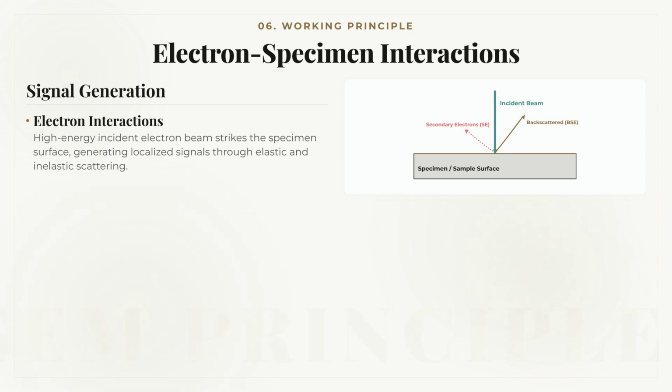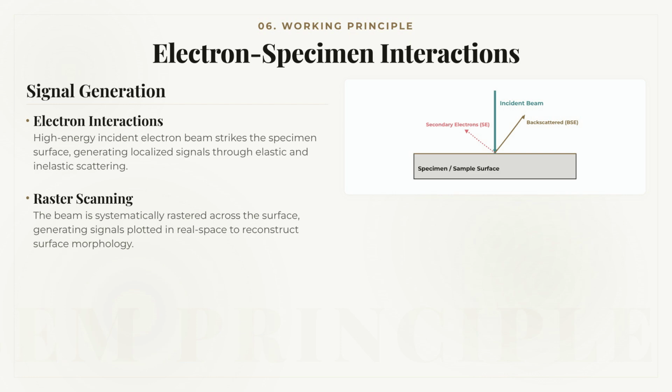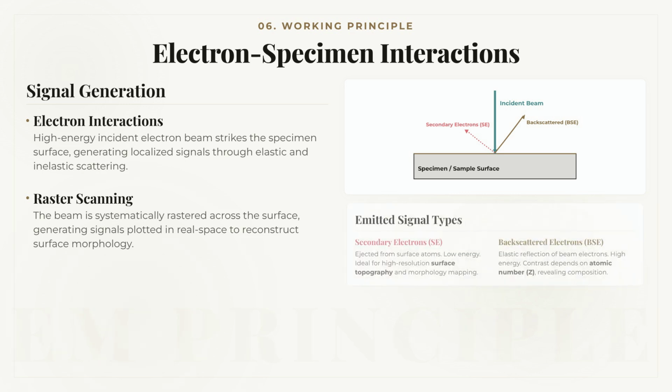Secondary electrons are low-energy electrons ejected from the surface atoms. They provide detailed information about the surface topography. Backscattered electrons are high-energy electrons that are reflected back from the sample. They provide information about the composition and atomic number of the material. These emitted electrons are collected by an electron detector. The intensity of the detected electrons depends on the position of the scanning beam and the local properties of the sample. A computer processes this information and constructs a highly magnified image of the surface. Thus, SEM produces real space images showing the shape, texture, and structure of materials with exceptional detail.